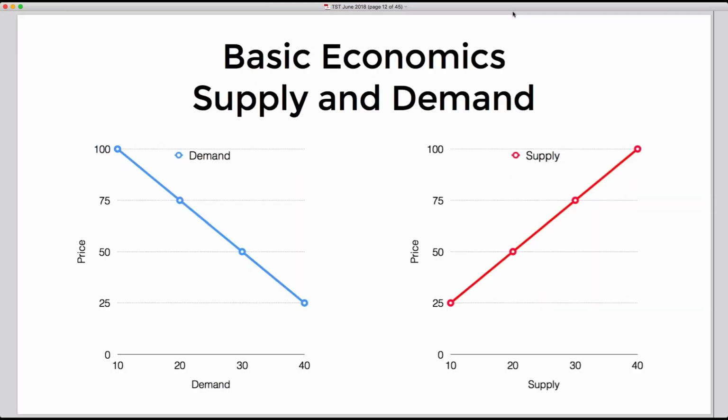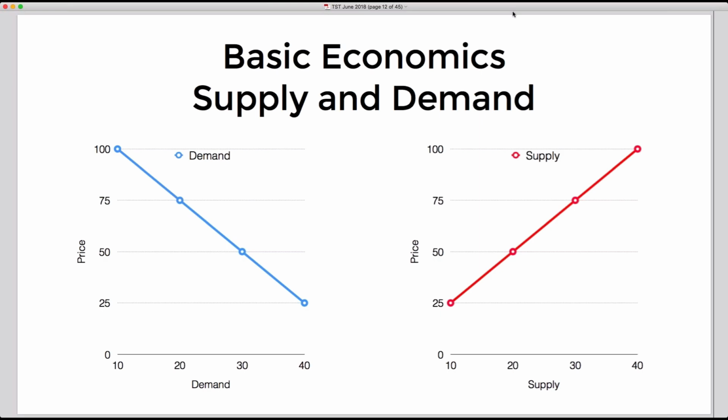Why is this? Well, very simply, if we think about a basic demand curve, which you probably saw in school or in college, at higher prices, there is less demand. At lower prices, there is more demand. The opposite applies for supply. At a high price, many people are prepared to sell. At a low price, not so many people are prepared to sell.